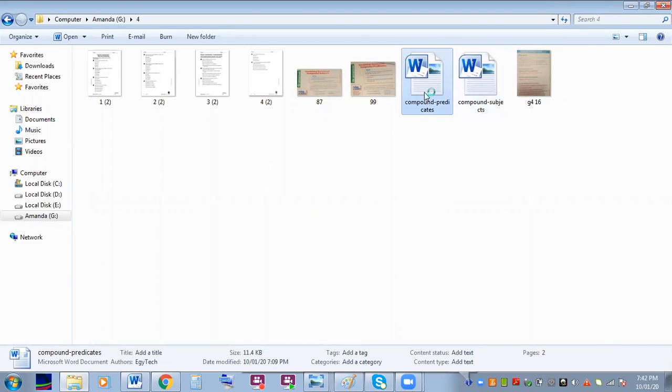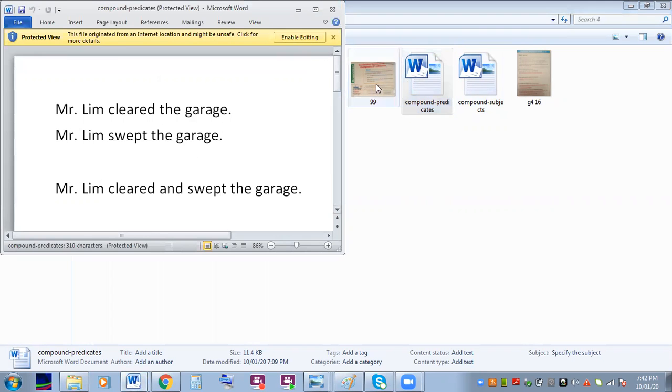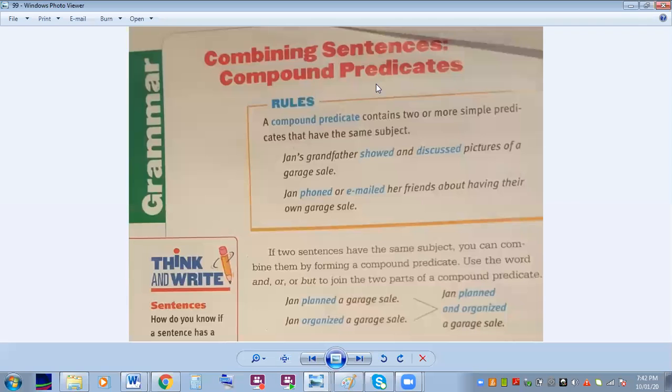Okay, so the second part of our grammar today is about compound predicates. Just like we talked about compound subjects, now we're going to talk about a compound predicate. We said a compound subject is when the subject has two or more parts. So a compound predicate is when the predicate has two or more simple predicates, okay? Let's go quickly back over what simple predicates are before we get started. A simple predicate is the one word that shows what the subject does or is, okay?